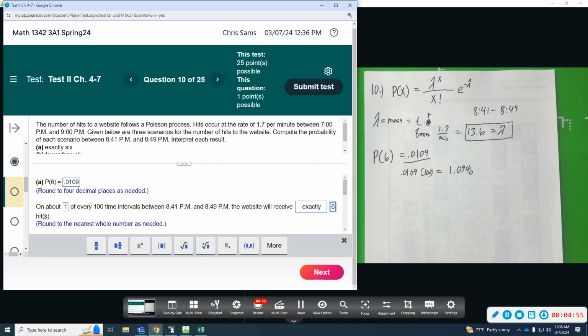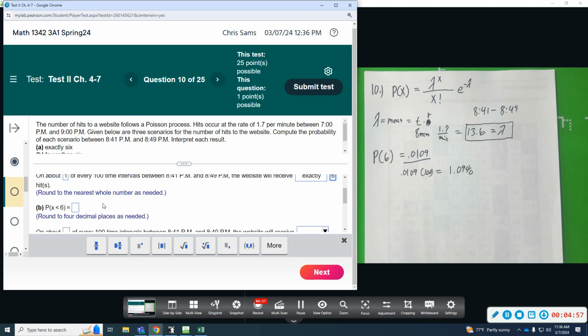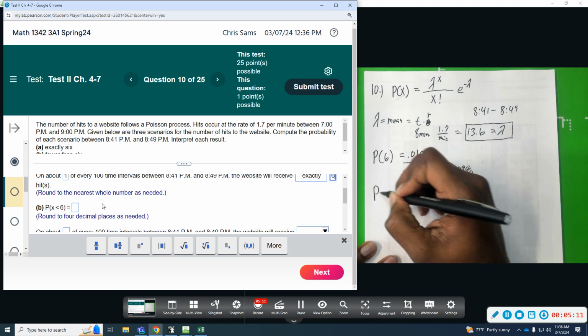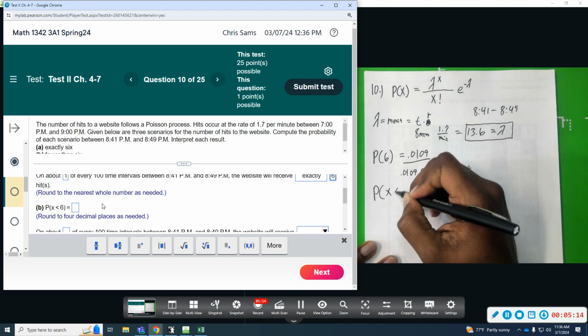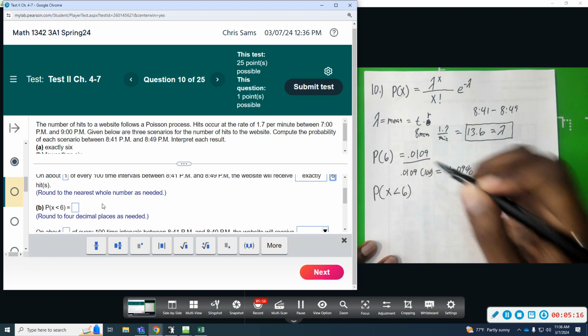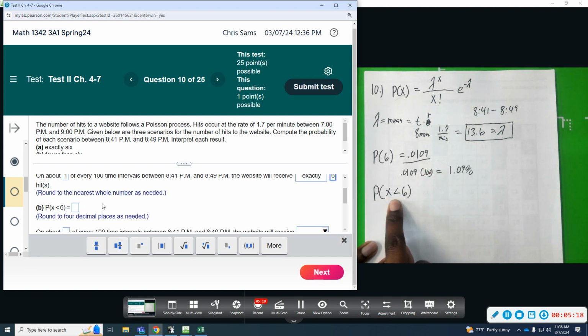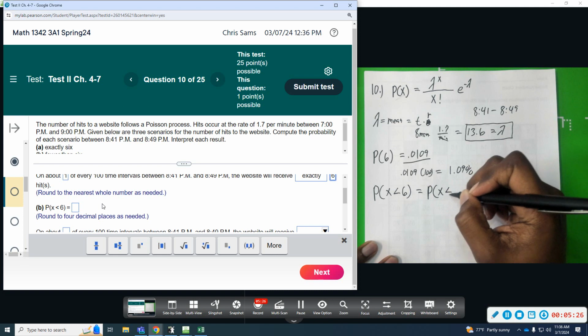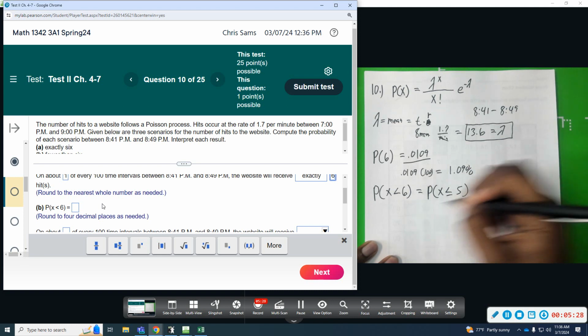Next, we want to know probability less than 6. So I'm going to interpret that as probability X is less than 6. When we do the cumulative, it does less than or equal to. So less than 6 would mean 5 and below. So this is the same thing as saying probability X is less than or equal to 5. So this is the one I want to compute.